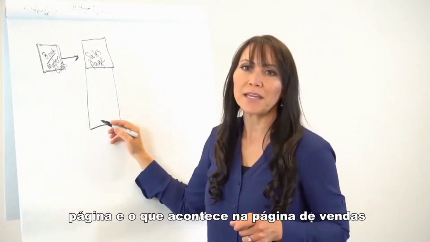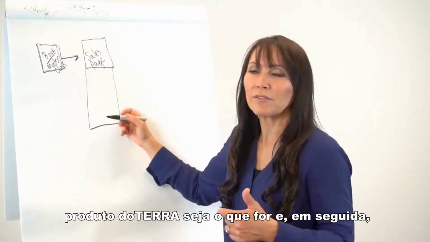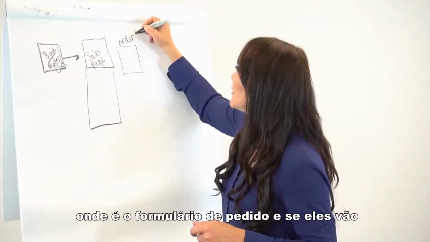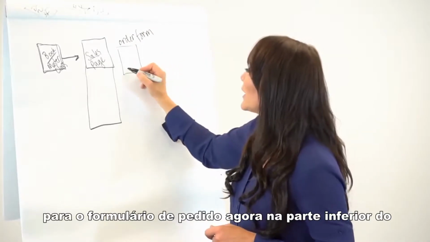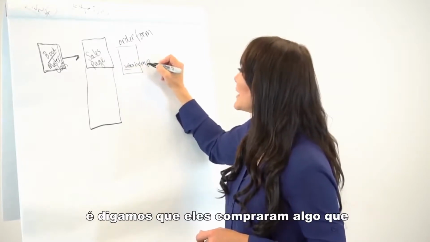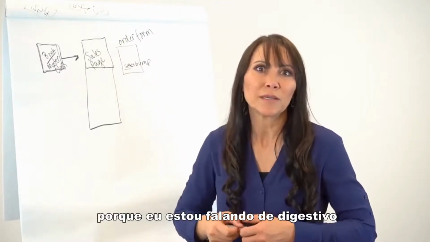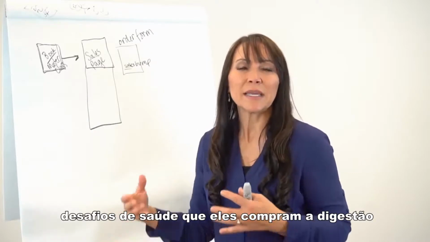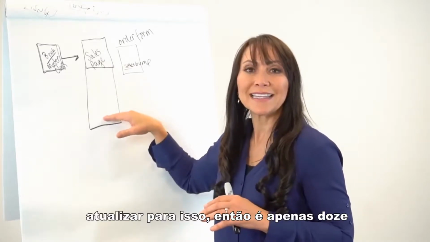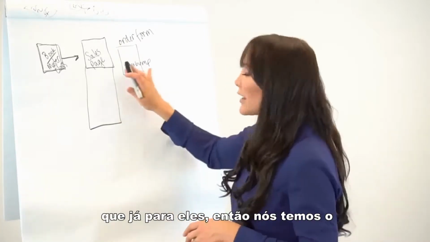And what happens on the sales page is they can actually buy the thing that you're selling, which might be your doTERRA product, whatever it is. And then once they buy it, they go to the order form. At the bottom of the order form, you can have what's called a sales bump. Let's say they bought the DigestZen essential oil because I'm talking about digestive health challenges. Then at the bottom I say, hey, if you upgrade to this, it's only $12 more, and you get this and this and this. You see what I'm saying? We have that all ready for them.